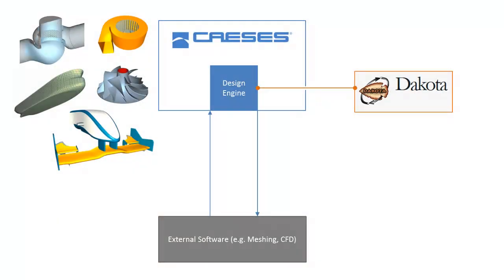In this video, I'll give you a short demonstration on how the free Dakota toolkit can be used together with CAESES. This makes CAESES a convenient graphical user interface for Dakota to couple external software such as meshing and CFD, and automates the process so that you can carry out sensitivity analysis and optimizations.